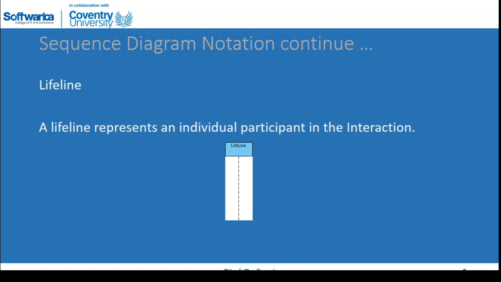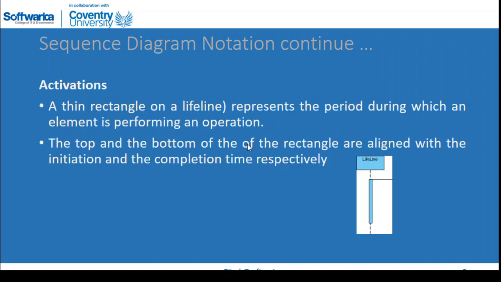Another notation is called a lifeline. A lifeline represents an individual participant in the interaction. So this is the notation of a lifeline. An activation, the rectangle on the lifeline, represents the period during which an element is performing an operation. The top and the bottom of the rectangle align with the initiation and completion time respectively. So this is an interaction.